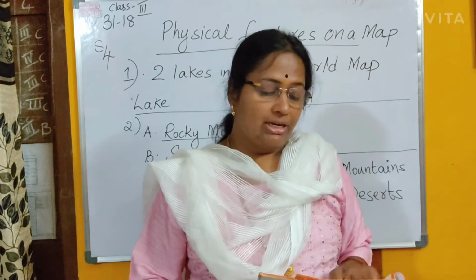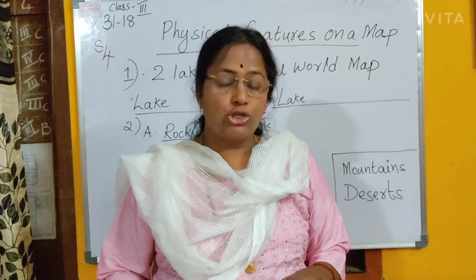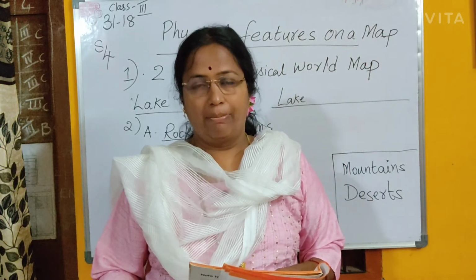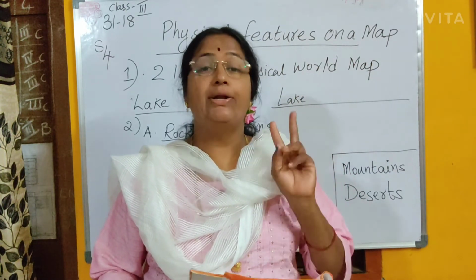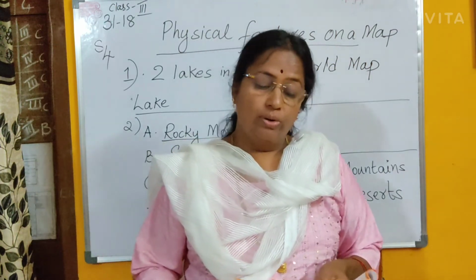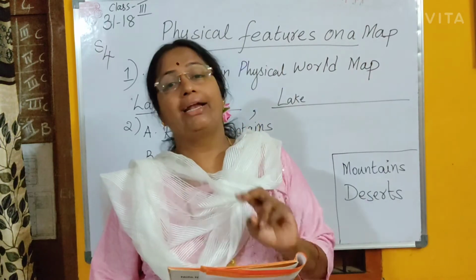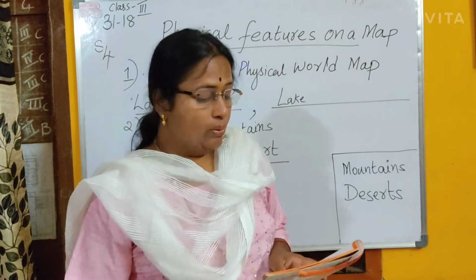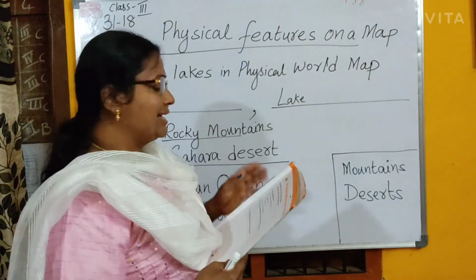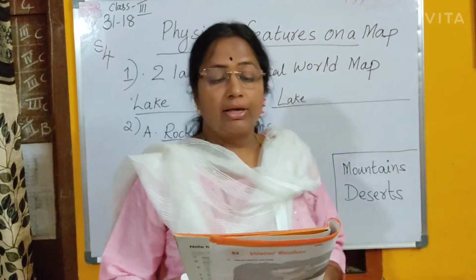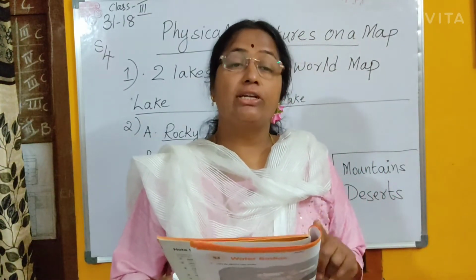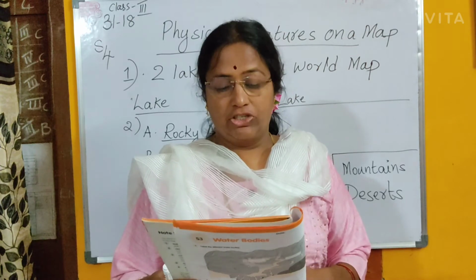First question, name any two lakes shown in the physical world map. You have to write the names of two lakes. Second question, give one example for each.